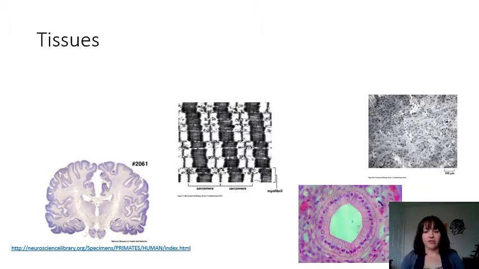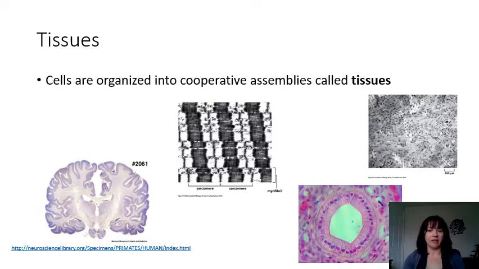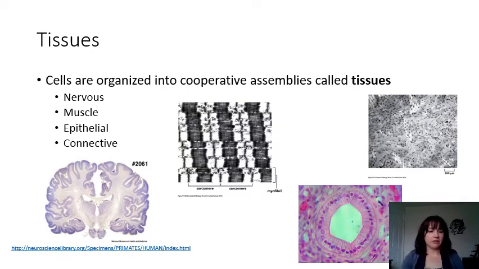So first of all, what is tissue? There are some main categories of tissue in the mammalian body: nervous tissue, muscle tissue, epithelial tissue, and connective tissue. We have examples of those all here. You can see on the bottom left, we've got some nervous tissue. Here we have muscle tissue. This is an example of epithelial tissue, and here, connective tissue.